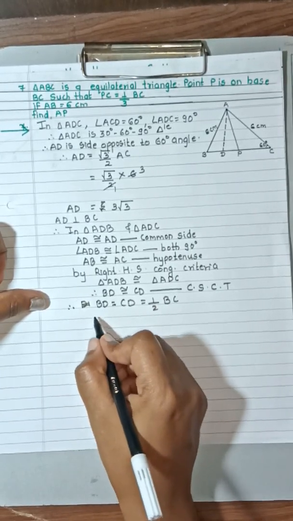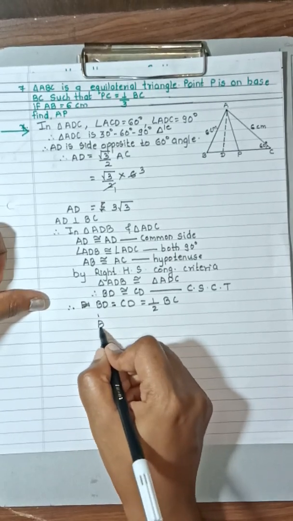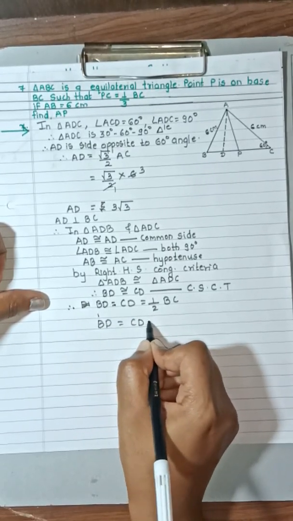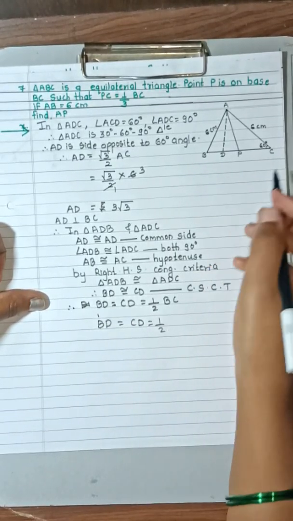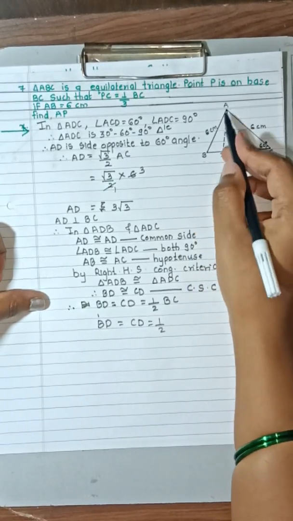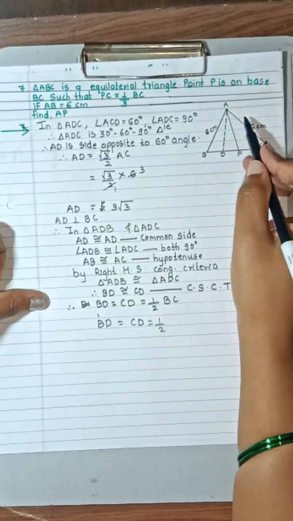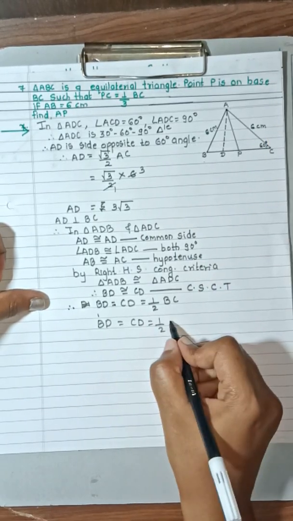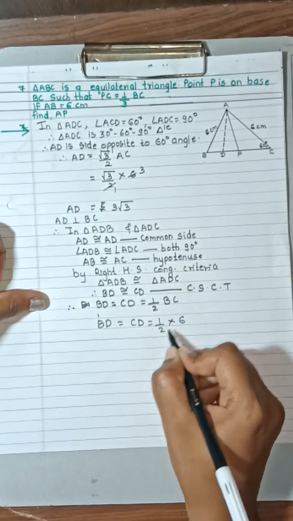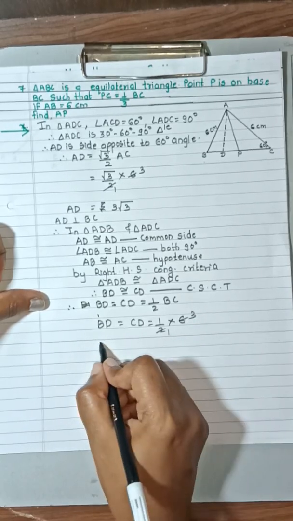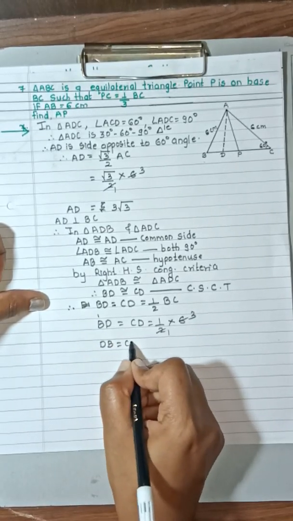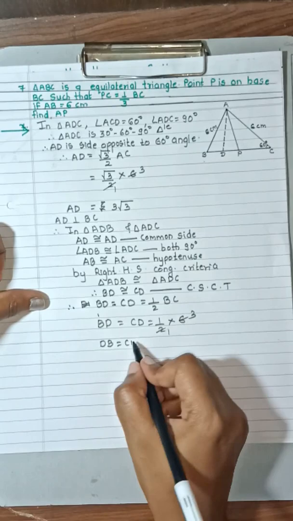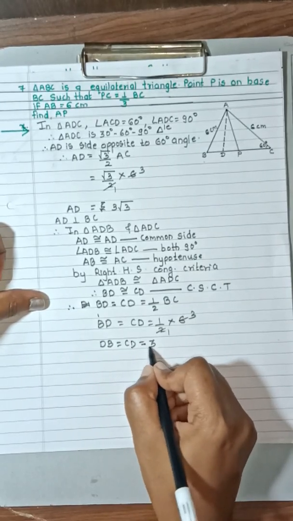Therefore you can write down here BD is equal to CD is equal to half of BC is how much? BC will also be 6, no? As this triangle is an equilateral triangle, all the sides will be equal. Therefore you can write down half into 6, that is 3. Therefore BD, or DB, one and the same thing, is equal to 3.